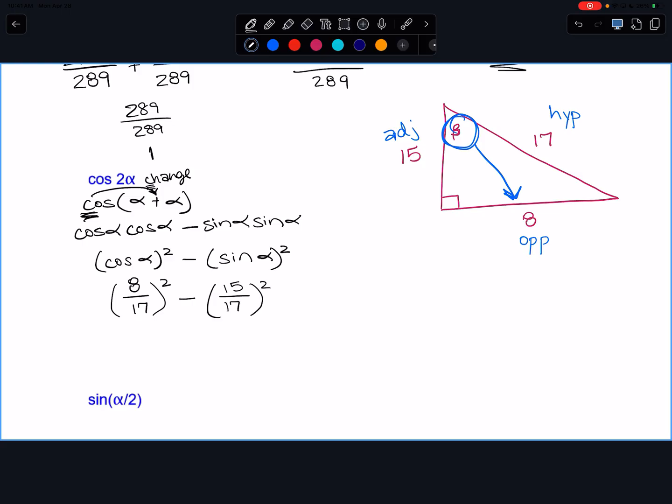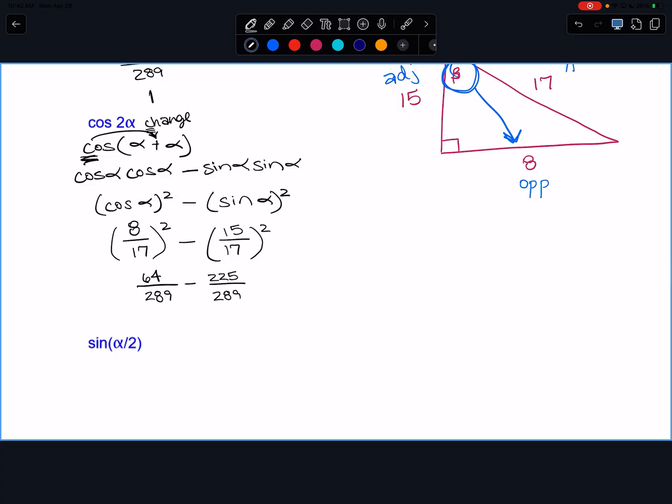Okay, 8 times 8, 64. 17 times 17, 289 minus 15 times 15, 225, over 289. Remember, very first lesson I told you, if the signs are different, subtract the big number minus the small number and then keep the sign of the bigger number. So 225 is bigger, right? It is minus, so my answer is going to be positive or negative? Negative.